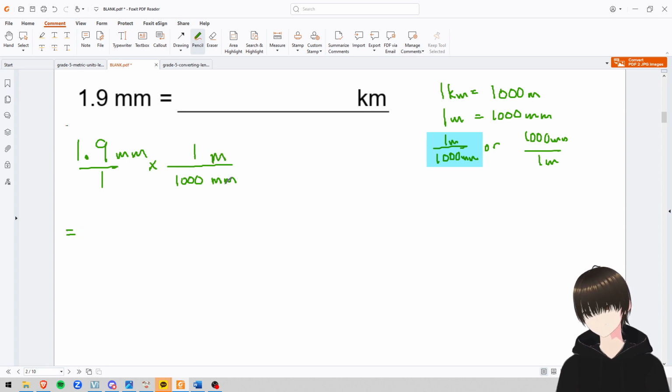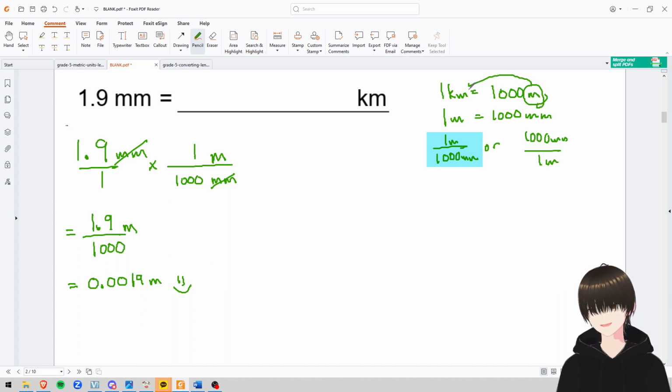1 meter over millimeters. Millimeters will divide out. Multiply across. We have 1.9 divided by 1,000, and we have meters. If I were to do this in the calculator, I would get 0.0019 meters. Didn't expect that, huh? Let's keep going. We have meters, that's halfway there. Meters can now be used to turn it into kilometers.